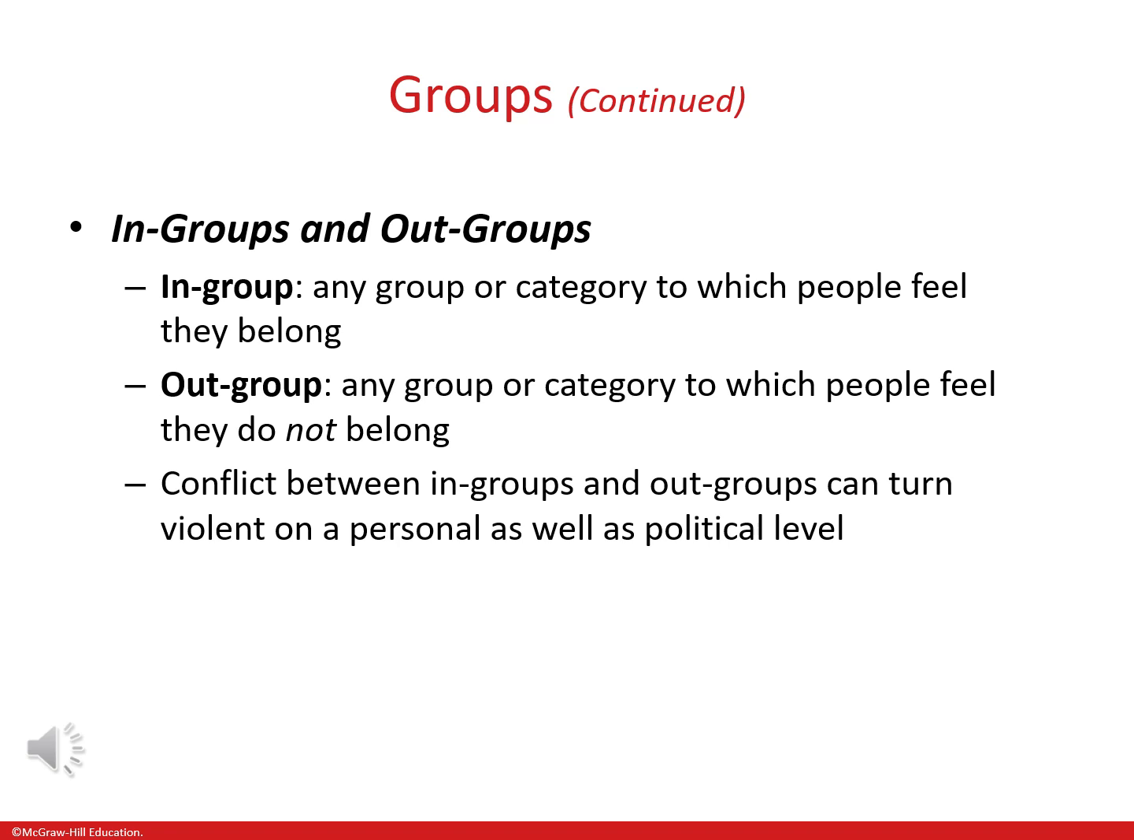In-groups and out-groups. An in-group is a group that you feel comfortable with, you feel like you belong. It could be somebody that's part of a support group. It could be part of your political party. It could be a group that represents your race. And an out-group would be a group that you don't belong to, and that can cause conflict.